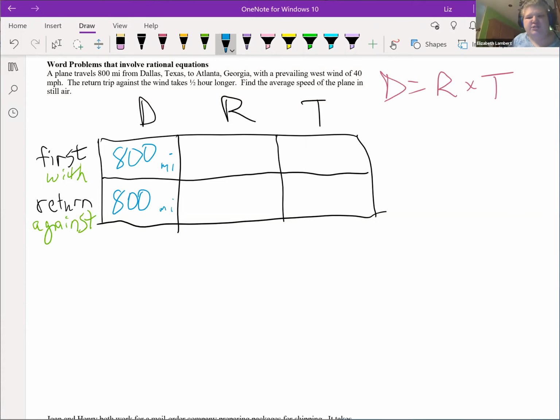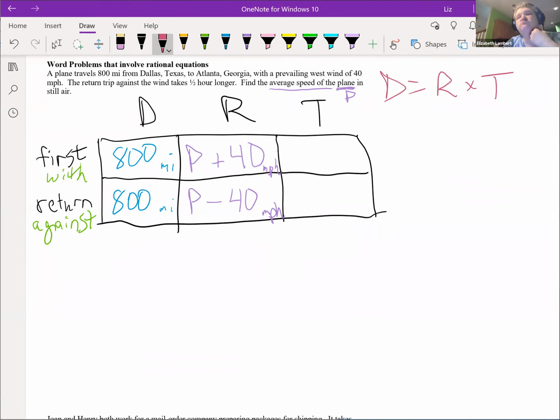I'm just going to note the units to make sure we keep them. Now our rates. I'm trying to find the average speed of the plane in still air. We have to call that something, and I don't like S's because my S's look like 5s, so I'm going to go with P for plane. When I'm going with the wind, I have my plane speed plus my wind speed: P plus 40. On the return trip, it's plane speed minus 40. And this is miles per hour.